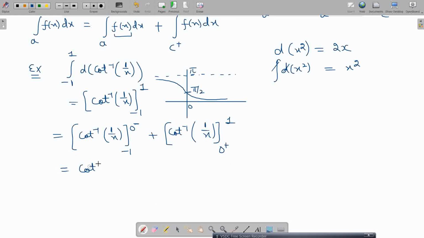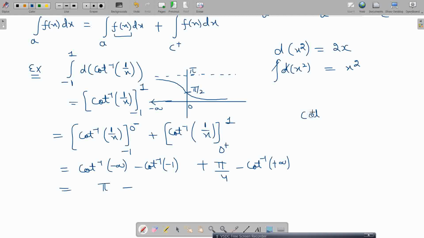So you'll get cot inverse of, when you put the upper limit here, so it will be minus infinity, then minus cot inverse of -1, right? Then plus this is cot inverse of 1, which is pi over 4, minus cot inverse of plus infinity, right? So what is cot inverse of minus infinity? So when you approach to negative, like minus infinity, so it will be going towards pi, right? So pi minus. Now what is cot inverse of -1?